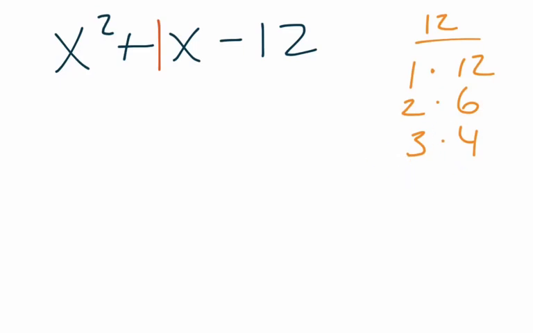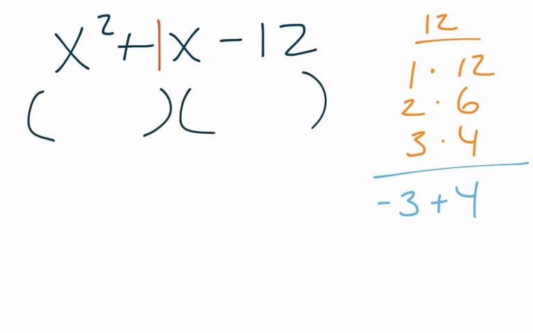But the 3 and the 4 could work. If I make the 3 negative and the 4 positive, that's how I can get the positive 1. Negative 3 plus 4 is positive 1. And then go back and check that multiplication. Make sure that you haven't messed up the sign on the multiplication. Negative 3 times positive 4 will give you negative 12. And so in our parentheses, we would have negative 3 and positive 4.